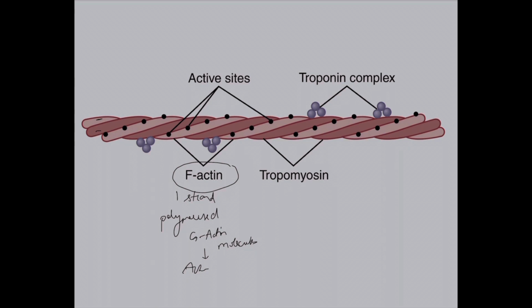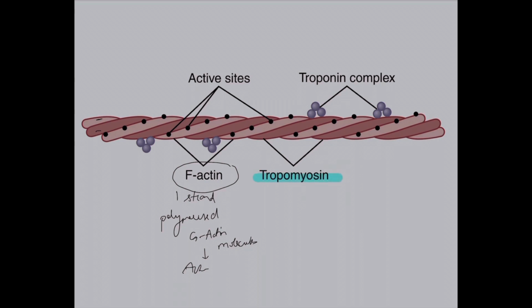Each actin filament is about 1 micrometer long. Remember that a myosin filament was 1.6 micrometers, whereas an actin filament is only 1 micrometer. Let's go to the second molecule. Here it is.